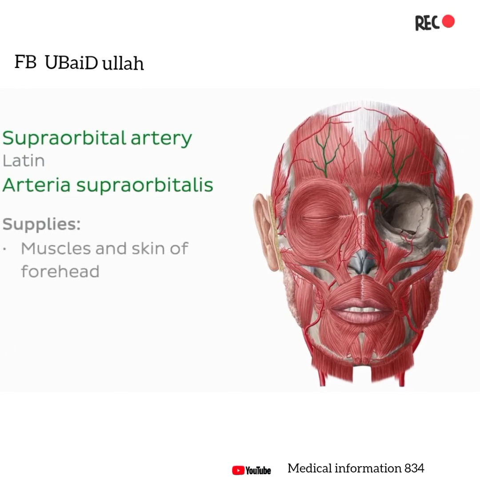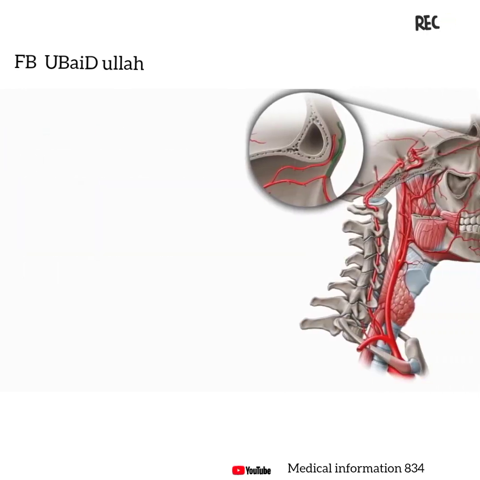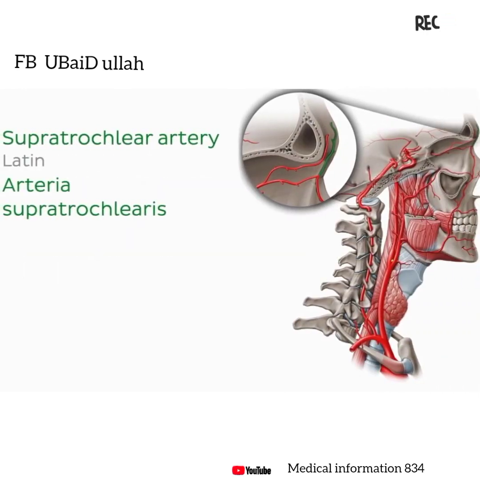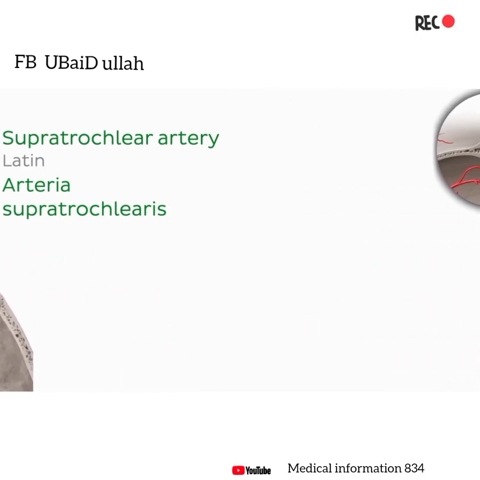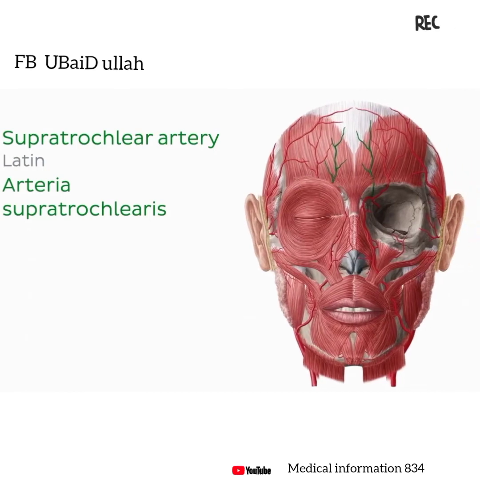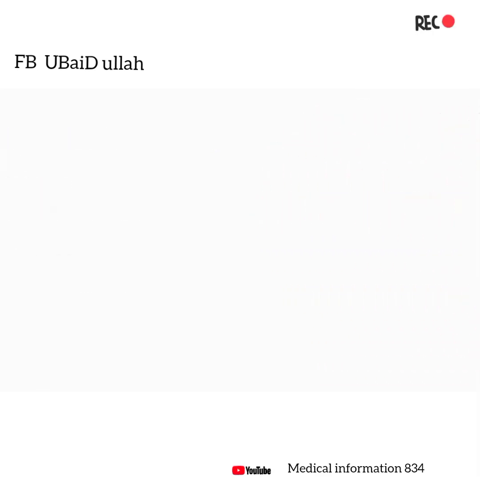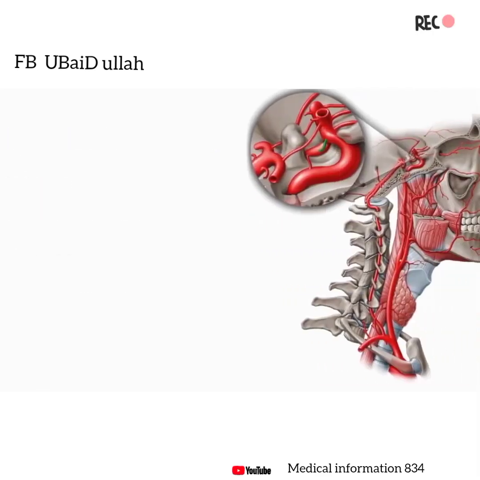The other branch of the ophthalmic artery, which we're going to quickly touch on, is the supratrochlear artery. Not to be confused with the supraorbital artery, this vessel is one of the terminal branches of the ophthalmic artery and courses more medially within the orbit. It leaves the orbit at the supratrochlear notch. It then ascends to supply the forehead and the scalp, and for that reason it's also sometimes referred to as the frontal artery.